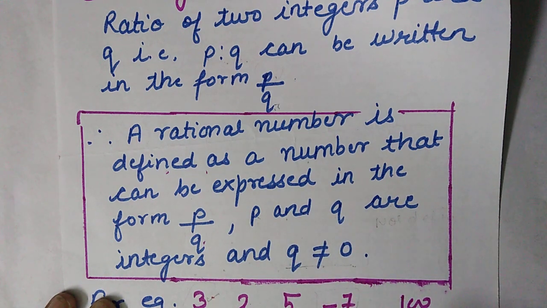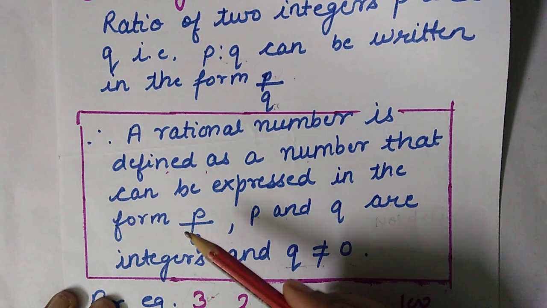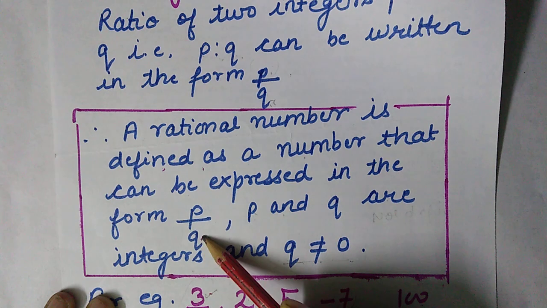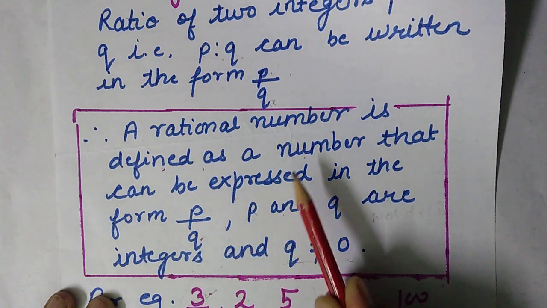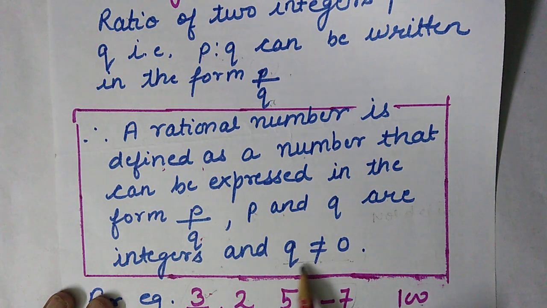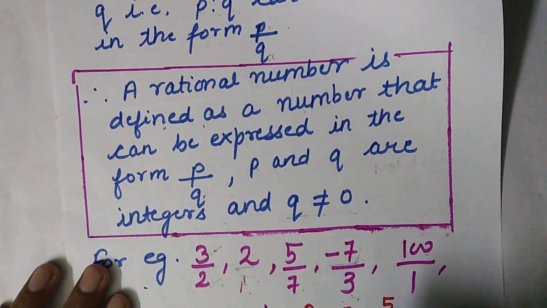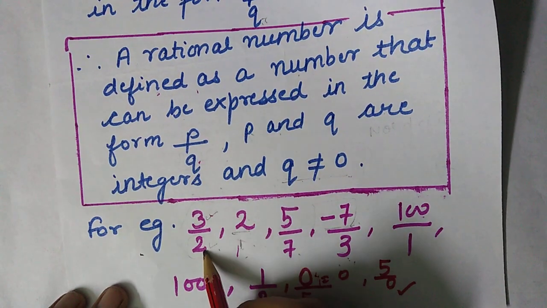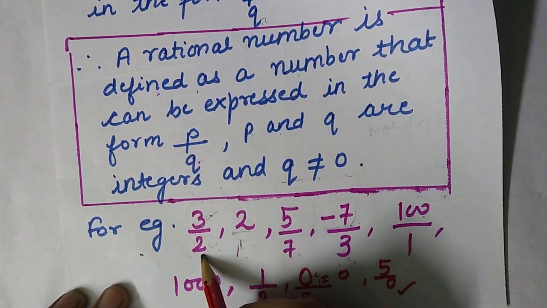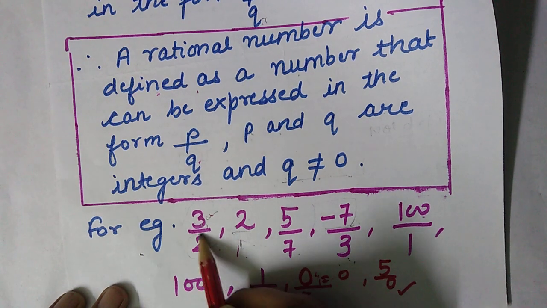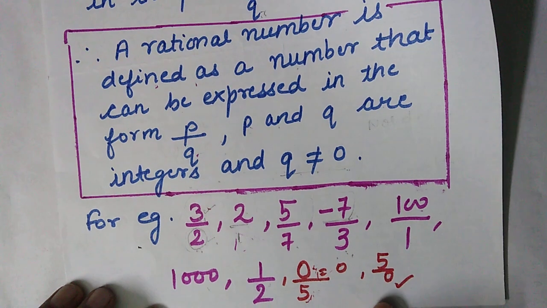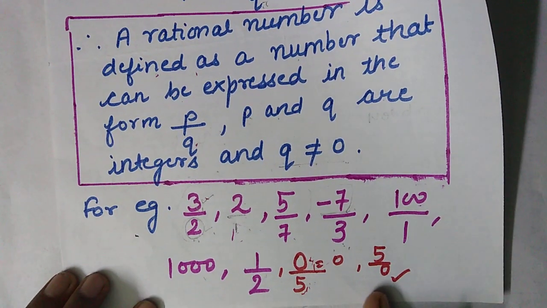So these are the types of numbers that can be expressed in the form P/Q, where both numerator and denominator are integers and Q is not equal to 0. For example, 3/2, where 3 and 2 both are integers and the denominator is not equal to 0. So these are different examples of rational numbers.